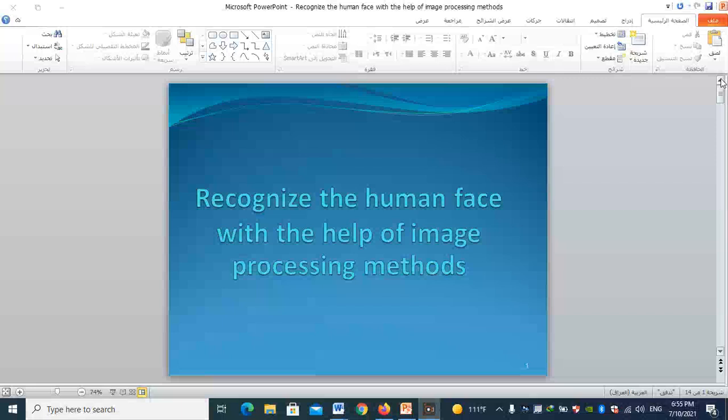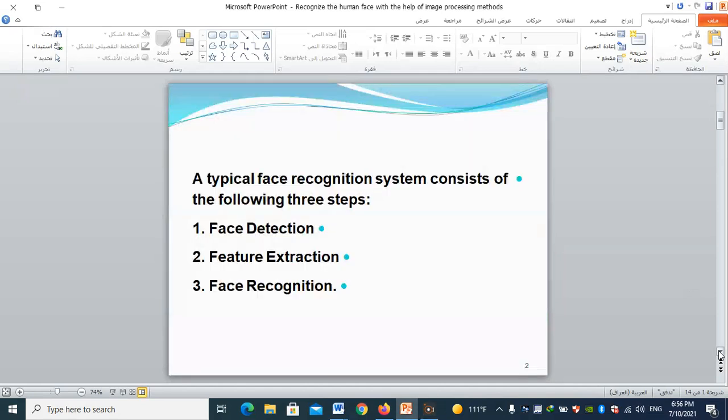We will talk today about my project: recognizing the human face with the help of image processing methods. A typical face recognition system consists of the following three steps. The first one is face detection.